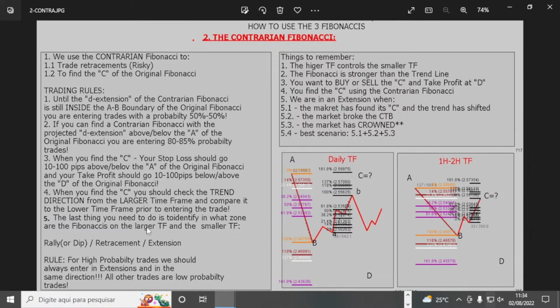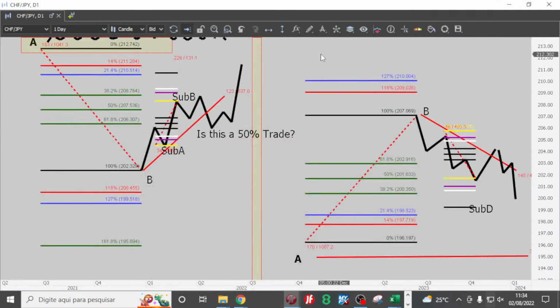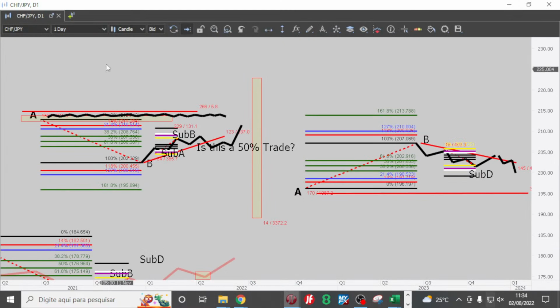Oh, Mattia says if we consider contrarian Fibonacci to confirm, we reduce reward. I would say on the contrary, everybody. Okay, so let's check some charts, right? Not to be just theory.